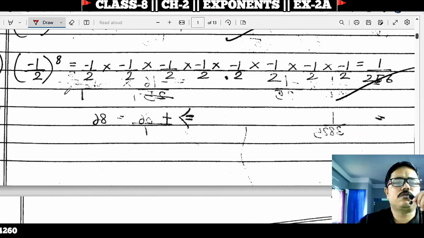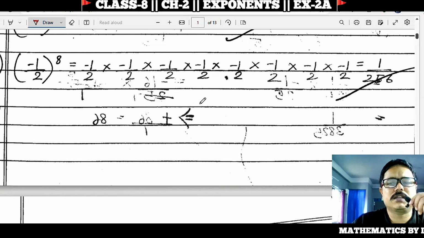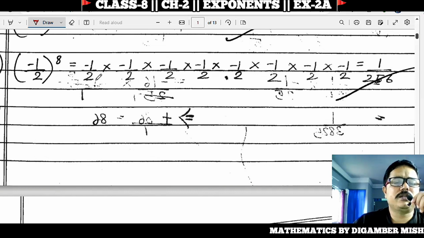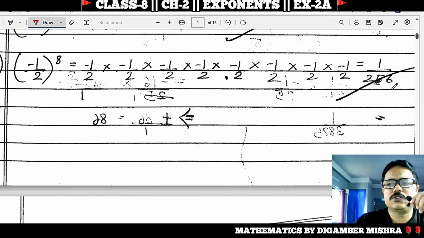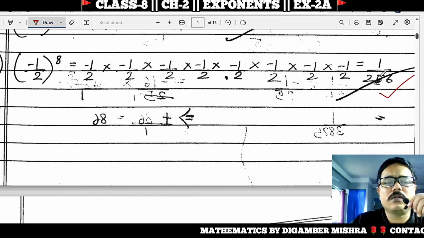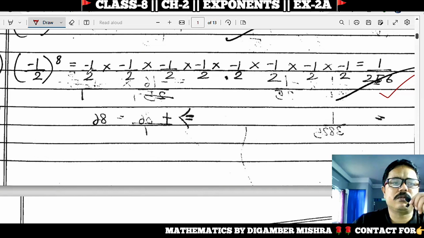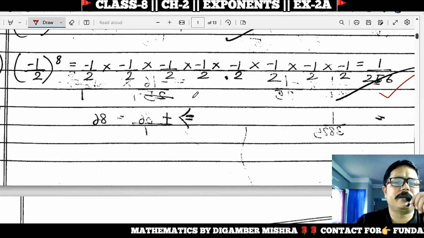Minus 1 by 2 to the power 8. So 1 to the power any number we know is 1 only, and minus to the power even, so the answer will be positive. That is clear. Now 2 to the power 8 is 256. So the answer will be 1 upon 256, positive, because minus to the power even is there.